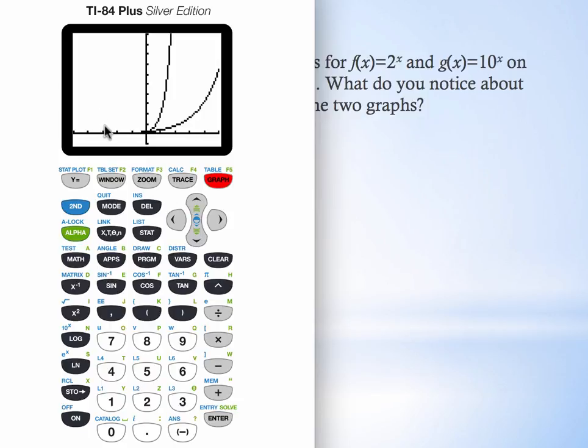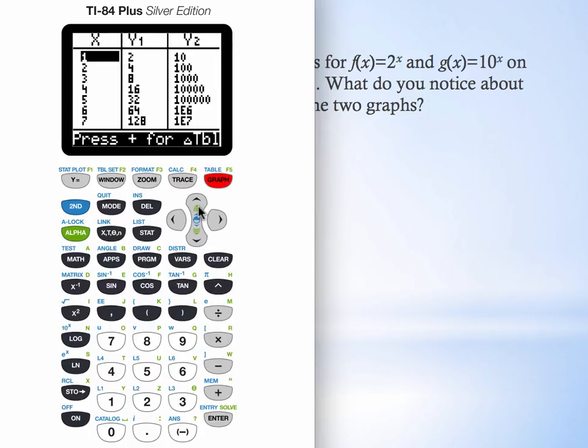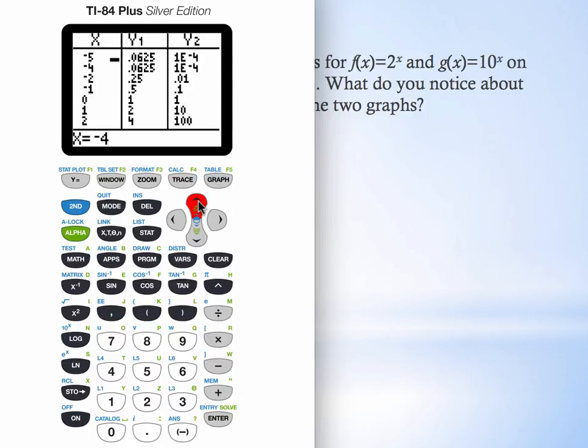So we notice that they both have the same shape because they're both increasing exponential functions. We notice that neither one of those functions are actually going to go below the x-axis. There's actually a horizontal asymptote at the x-axis. So that means that there's a line that we're never going to go below. That's what an asymptote is. We can also see that looking at the table. You see those y values are getting smaller for the smaller x values, but they're never actually going below 0.